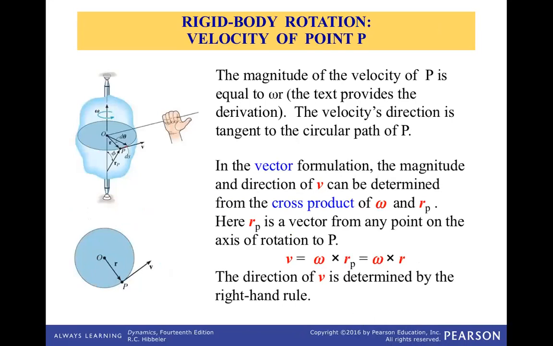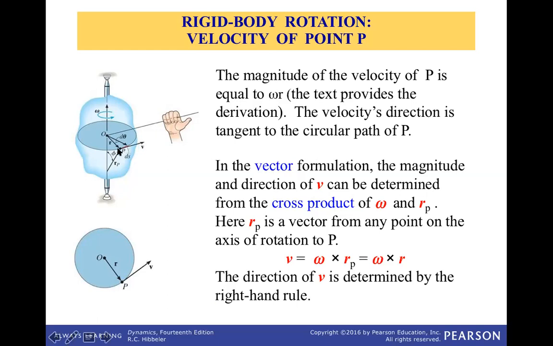For the magnitude of the velocity, I think we learned this in circular motion, so it's similar. Each point has a circular path, so all the equations in circular motion will apply here for each point. The magnitude will be omega times r, and the direction is the tangential direction.